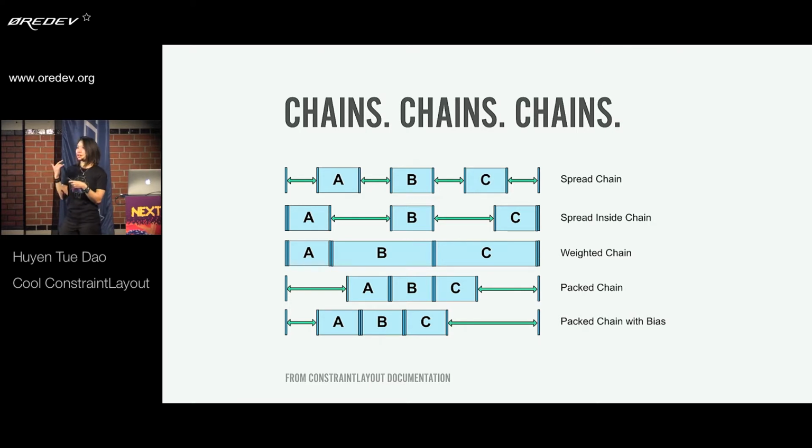And the final style of chain is actually my favorite. It's called a packed chain. What a packed chain does is it takes all of the views in a chain, smushes them together, and then distributes all of the space to the start and end. And what's really neat is that now you can actually apply a bias, just like this was a center constraint, and you can apply a bias to distribute that space between the start and the end. So it basically turns a whole bunch of views into one big view.